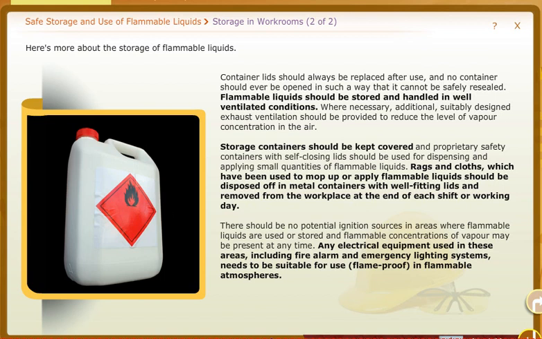Rags and cloths, which have been used to mop up or apply flammable liquids, should be disposed of in metal containers with well-fitting lids and removed from the workplace at the end of each shift or working day. There should be no potential ignition sources in areas where flammable liquids are used or stored, and flammable concentrations of vapor may be present at any time. Any electrical equipment used in these areas, including fire alarm and emergency lighting systems, needs to be suitable for use, that is, flame-proof in flammable atmospheres.